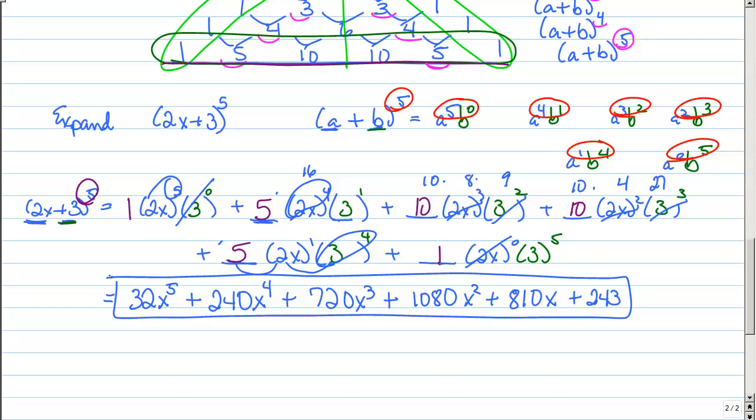Now, even though that took a little bit of time, that is much faster than multiplying out 2x plus 3 times 2x plus 3 again and again and again, and collecting like terms and hopefully not making a mistake. Let's do one more of those with a minus sign.